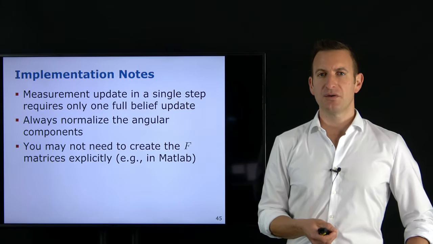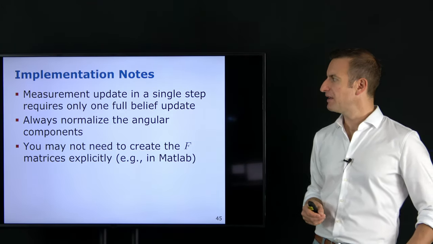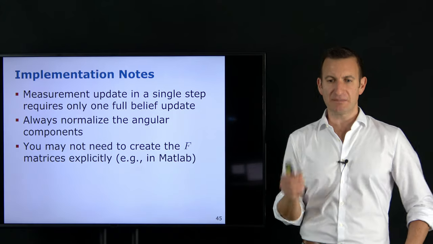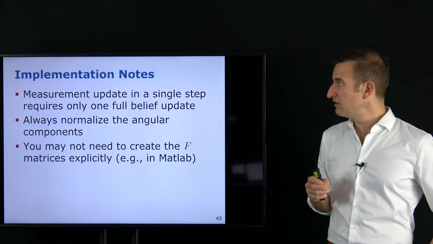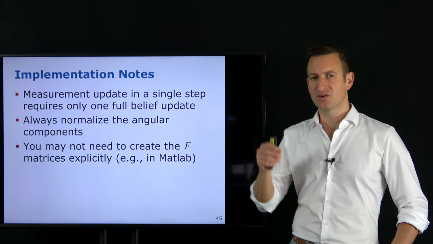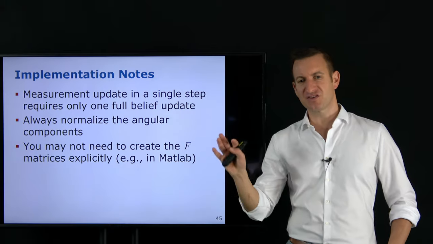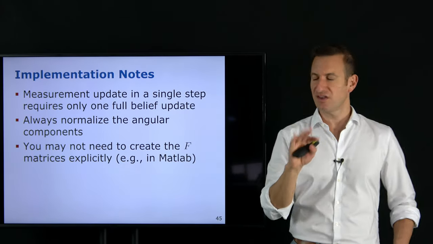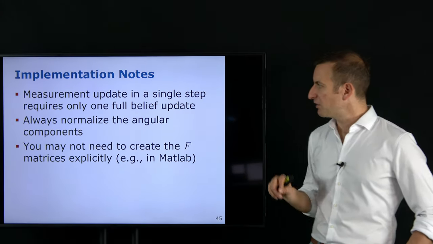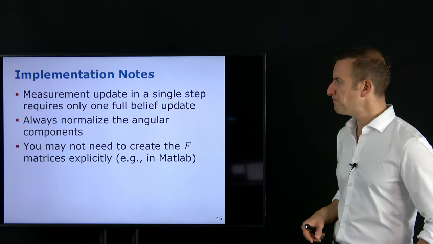A few notes maybe about if you want to implement it on your own. So if you do this measurement update in the way it was done here, you do every measurement update independently. This actually requires a full update of your belief at every point in time. So you may want to combine those observations and combine three sensor observations at once and execute this. Because you need to iterate over your n square elements only once.